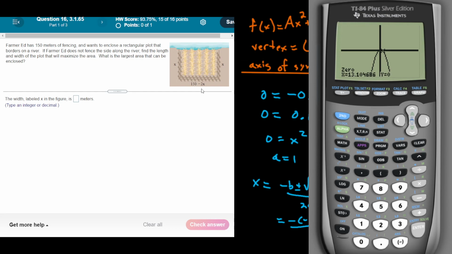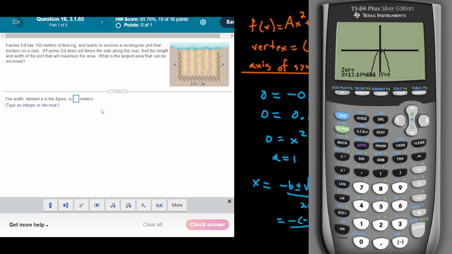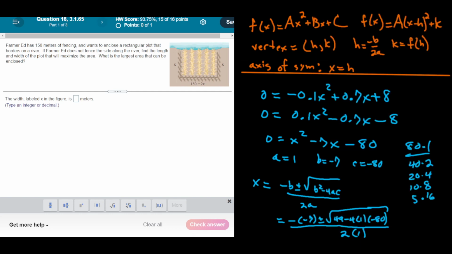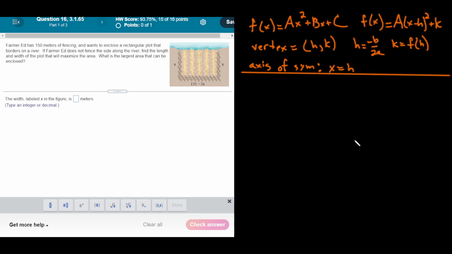So we want to find out what will maximize. They used the word maximize, so basically, we're going to find the vertex. Whenever they say max or min or highest or lowest, that's vertex talk. Okay, so let's go ahead and do it. I don't think we need the calculator for this one, so let's turn it off. Okay, so what do we got?